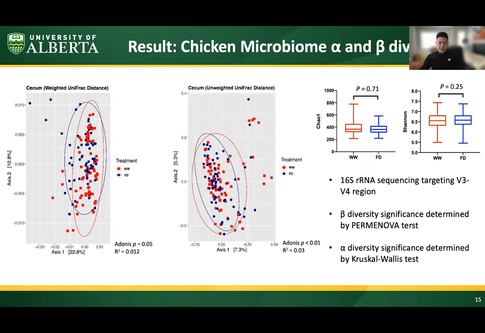Alpha diversity, which we see on the right side, measures the microbial species richness and evenness. That means how many bacterial species are there in the gut and how evenly they distribute. Our results suggested that the alpha diversity was not affected by the treatments, suggesting similar microbial species richness and evenness between the chicken cecal of the water wash barns and the full disinfection barns.